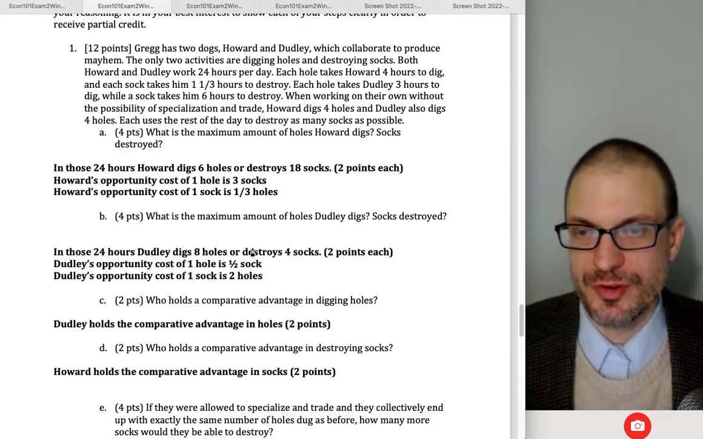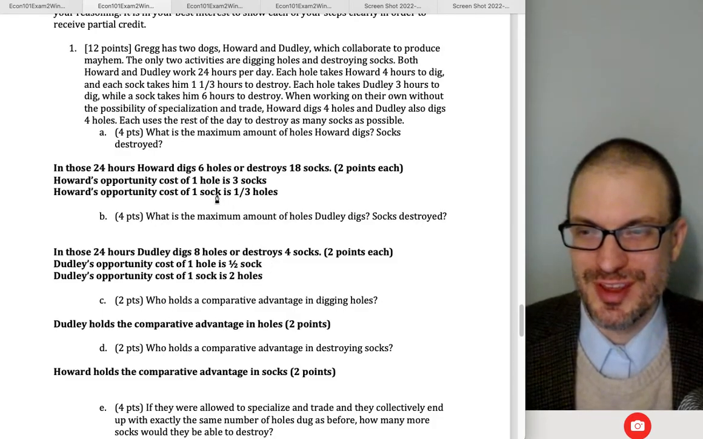Okay, so let's look for the smallest number amongst everything we see here. It's this 1/3. So let's see. Howard's going to have the lowest opportunity cost associated with destroying socks, right? And so has a comparative advantage in socks.